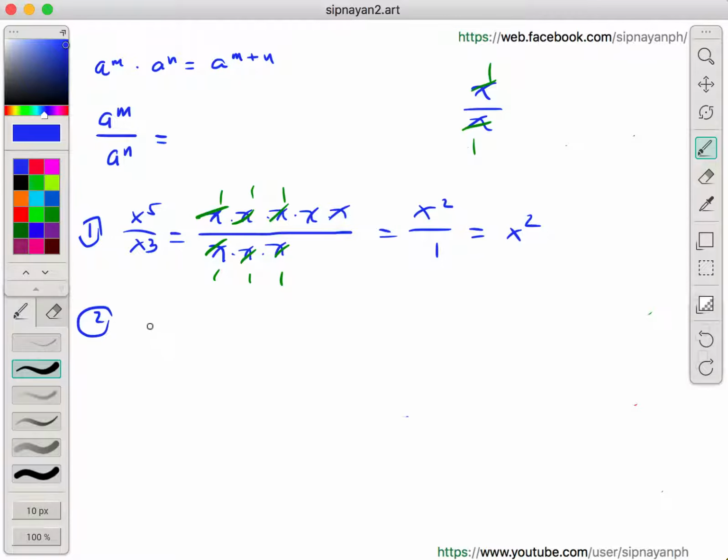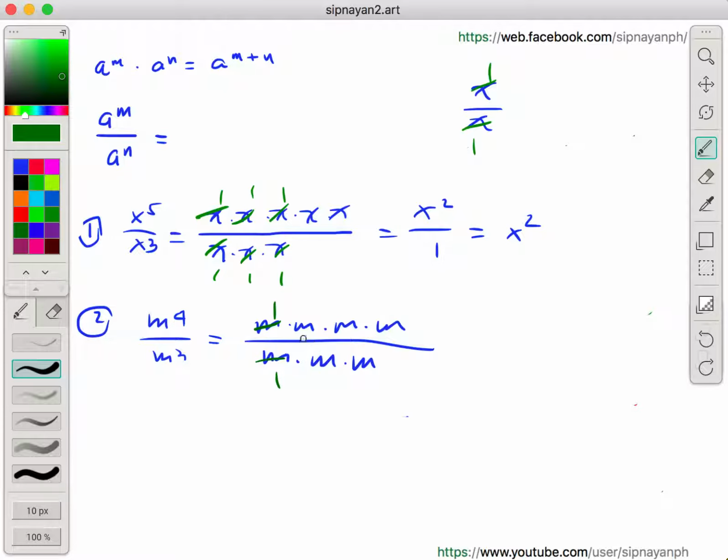Number 2, another example. M to the 4th divided by m cubed. So this is equal to m times m times m times m divided by m times m times m, which is equal to 1 over 1 per pair. So, matitira, this is 1 times 1 times 1 times m. And 1 times 1 times 1 is 1. M over 1 is m.